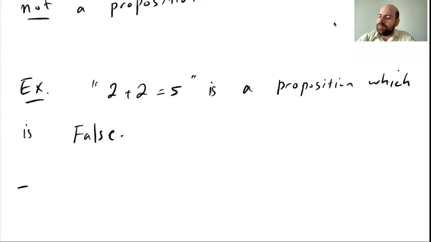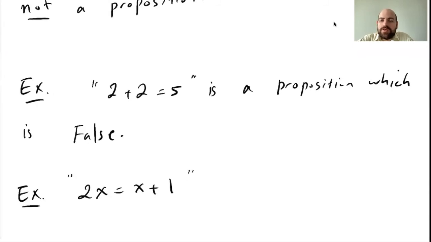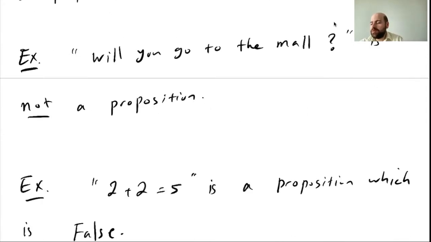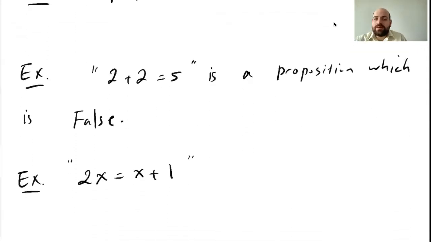Okay, now another example, let's say 2x equals x plus 1. So do you think this is a proposition or no? In order to answer this, we have to know whether this can be determined as true or false. In most examples we saw, they can be determined as true or false. But for example, when I said, will you go to the mall? This cannot be said to be a true statement or a false statement, so that was not a proposition, but the rest were propositions. What about this one? 2x equals x plus 1.